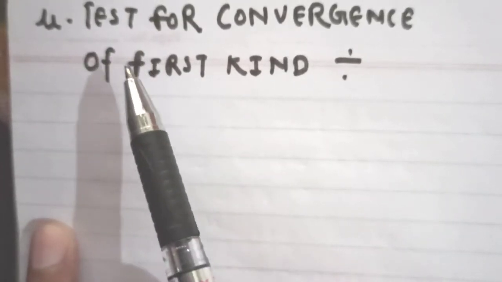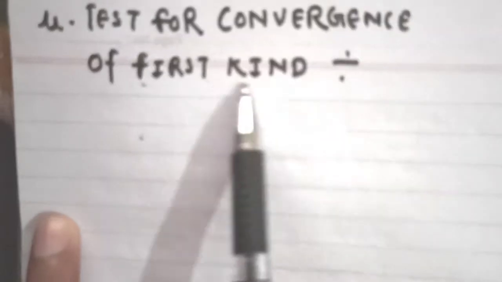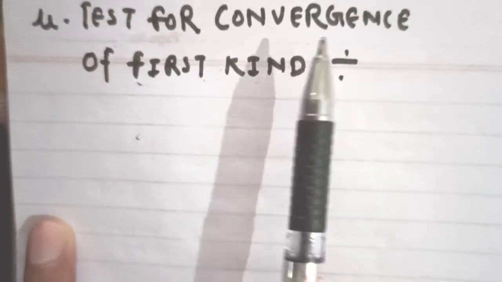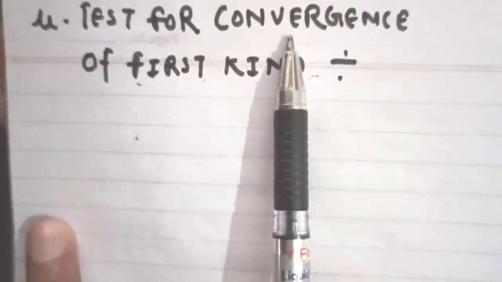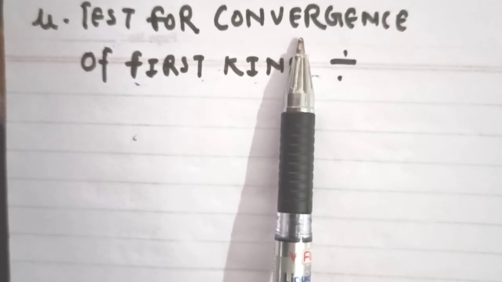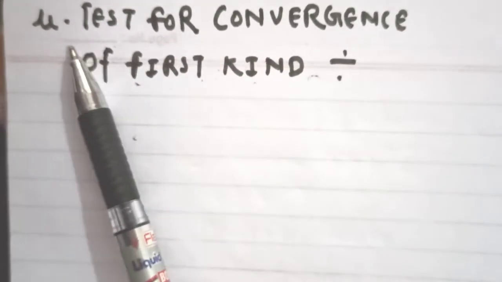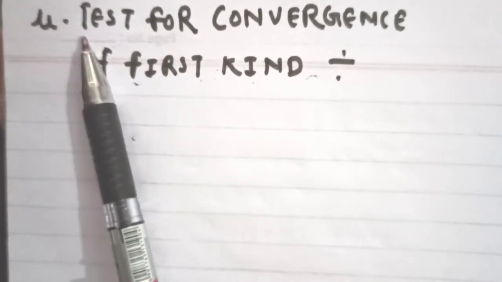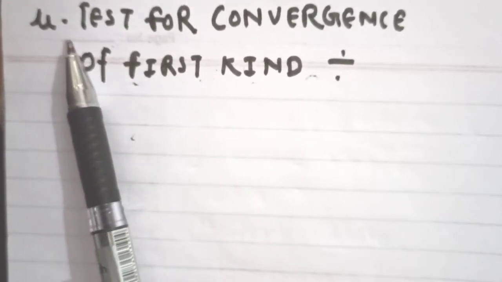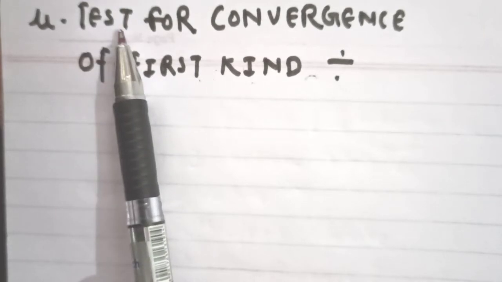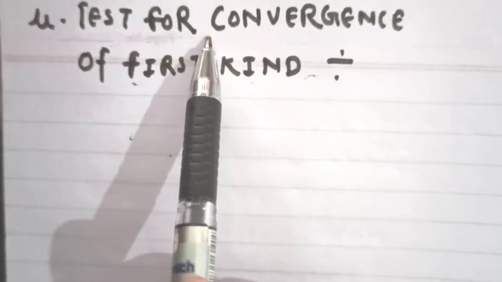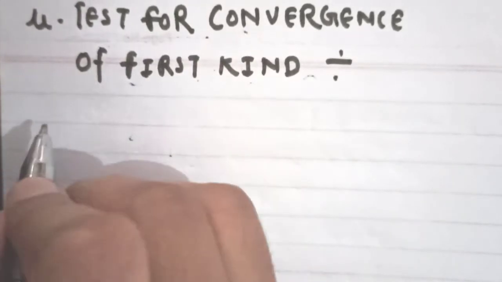Today in this video we are going to discuss the mu test for convergence of the first kind of improper integral in real analysis. How can you say that a function is convergent and how can you say a function is divergent? It is quite difficult, but not so difficult. Here I am going to study it by applying the mu test. This is a very simple and easy to understand test, and with the help of this we can easily identify whether a function is convergent or divergent. So let's understand how to identify it in two steps.